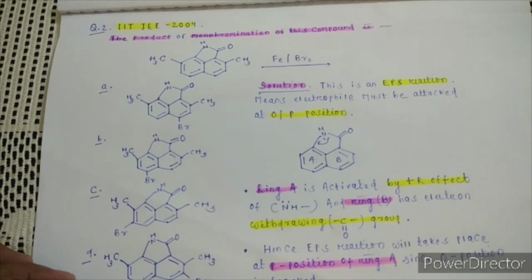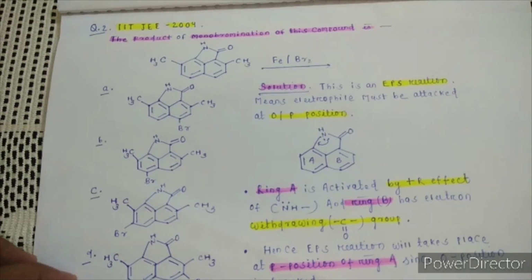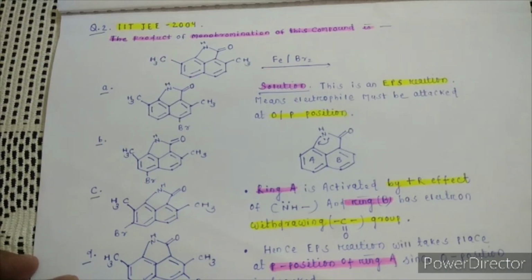Here, look above the arrowhead, it is written iron in presence of Br2. Iron here acts as a Lewis acid, as a catalyst. And here what we have to do? We have to do bromination. Now, if such a lengthy question comes, you may first think it is a very easy question, since nothing is given.